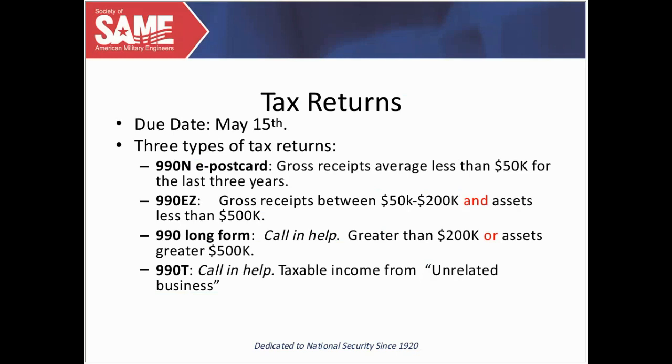The only thing I'll point out about the parameters is note that with the difference between the 990 EZ and the 990 long form, make sure that you take note of the "and" and the "or." So you basically are eliminated from the 990 EZ, even if you have gross receipts below the limit, but if your assets are higher than the limit, then you have to do the 990 long form.